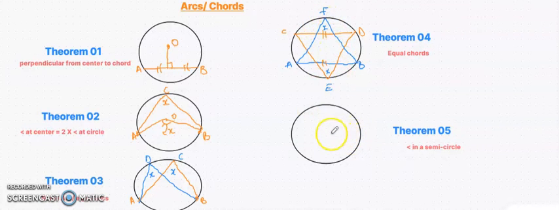Now, theorem 5, we talk about diameter. The theorem says the diameter of a circle, this is the diameter of a circle with center O, subtends an angle 90 degrees on the circle. So if this is the diameter of a circle, the size of this angle is 90 degrees. We refer to this theorem as angles in a semicircle. So these are the 5 theorems on arcs and chords.